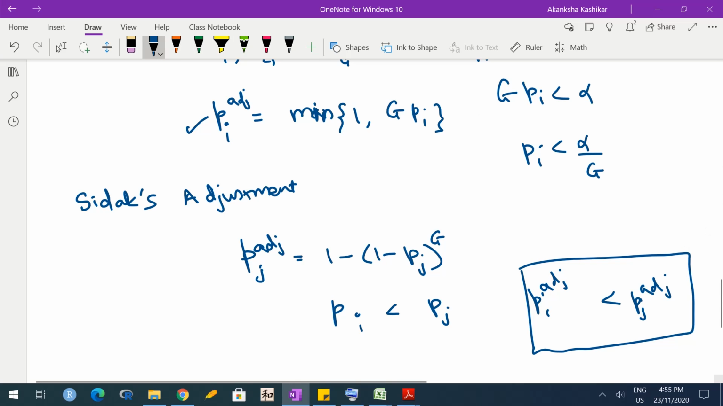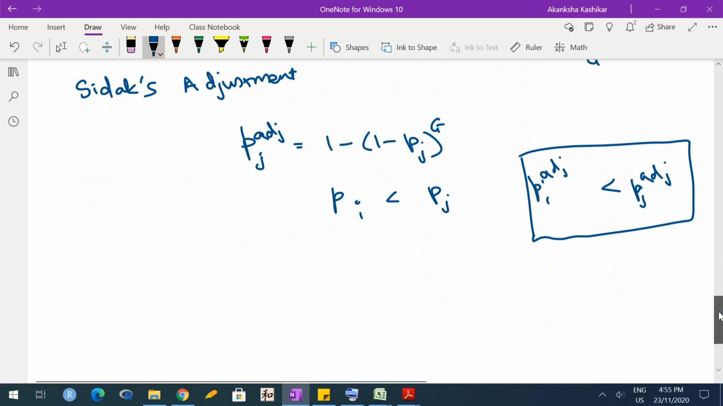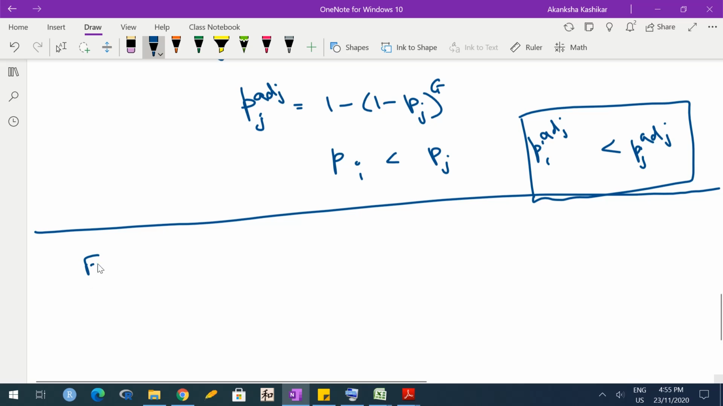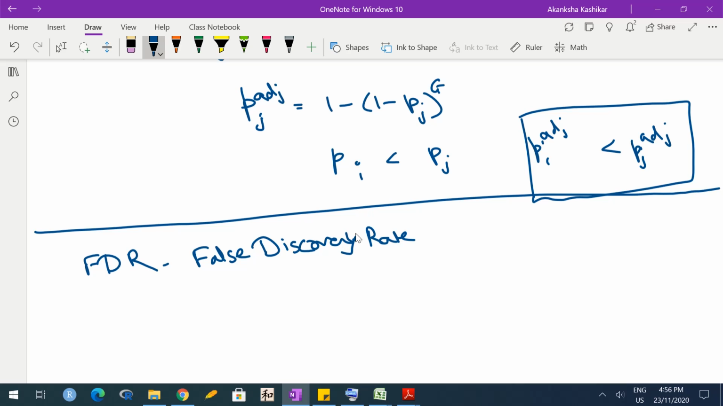Sidak adjustment is slightly better than Bonferroni in the sense that it is also going to inflate your type 2 error, but comparatively it would inflate it to a lesser extent. Another, third version that people came up with is known as FDR, which stands for false discovery rate. People thought that Bonferroni and Sidak are good, but they are affecting type 2 error too much, so we need something in between.